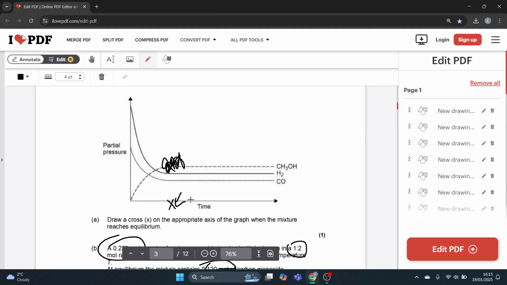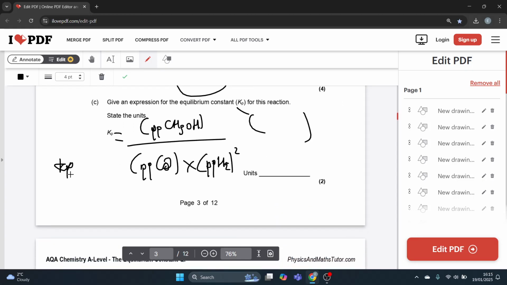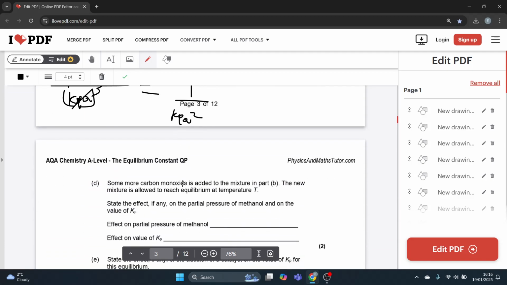Now the units. I'm working with kilopascals, so it's going to be kPa divided by kPa times kPa squared, so kPa cubed. That will give me 1 over kPa squared, and that is the same as kPa to the power minus 2. So partial pressure of methanol divided by partial pressure of carbon monoxide times partial pressure of hydrogen squared. It says in the mark scheme, do not allow square brackets. Yes, it has to be curly brackets. And kPa to the power minus 2.